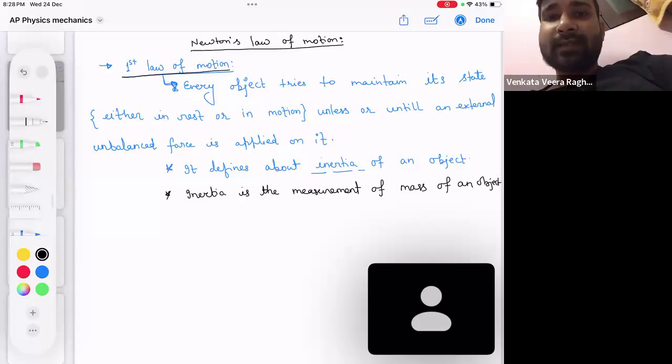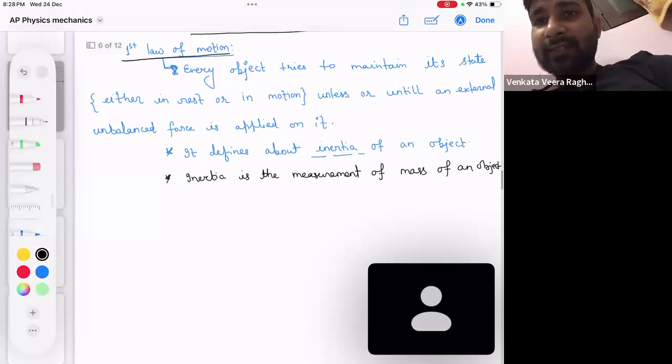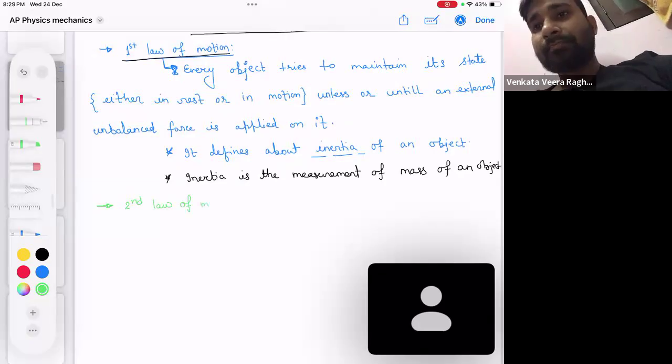Is that clear? The first law of motion? Please tell me. Please tell me. Is the first law of motion is clear? Yes, sir.